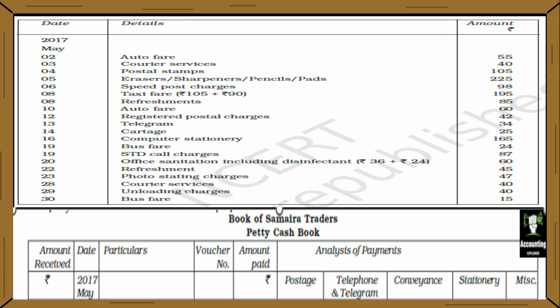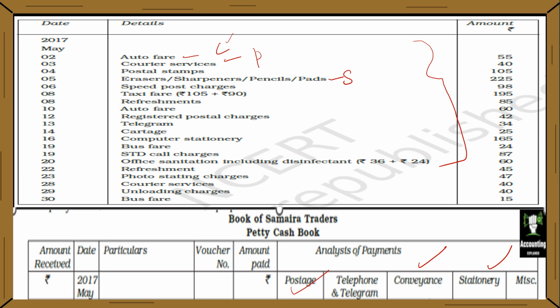Let us analyze each of the expenses and see how many columns we have to open for all these expenses together. First, it is auto fare. For auto fare, we will open the conveyance column. Courier services, we are going to open the postage column. Erasers, sharpeners, pencils or pads, for that we are going to open the stationery column.